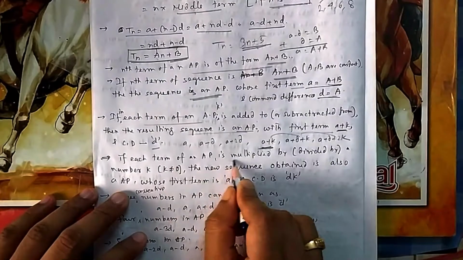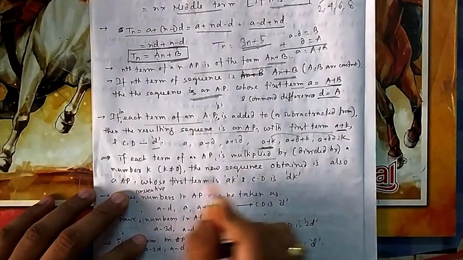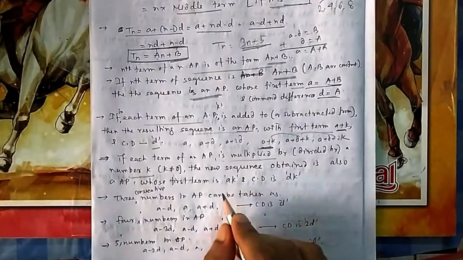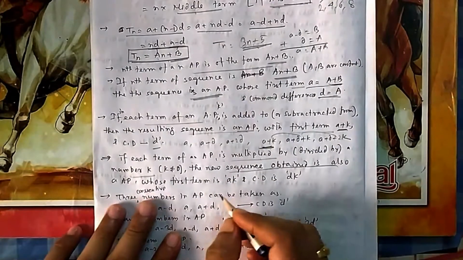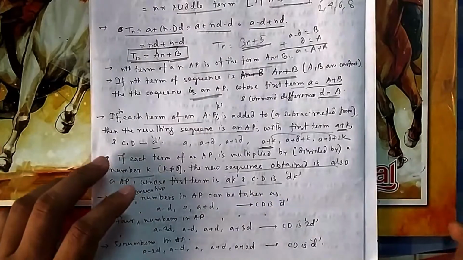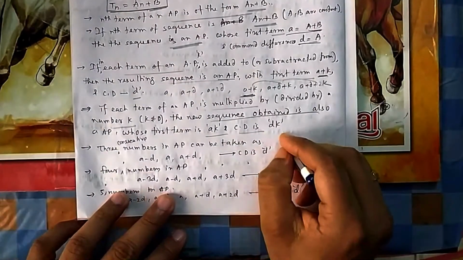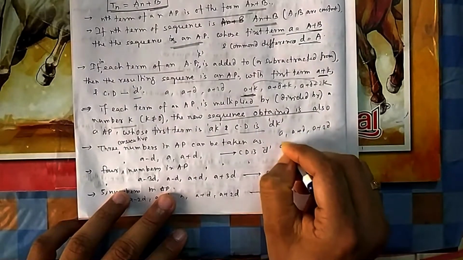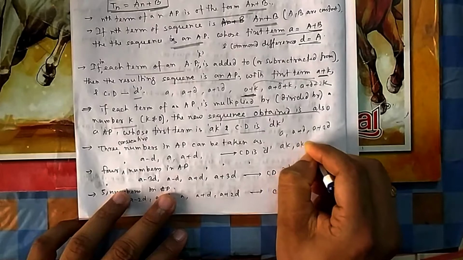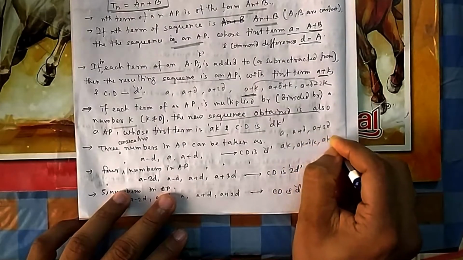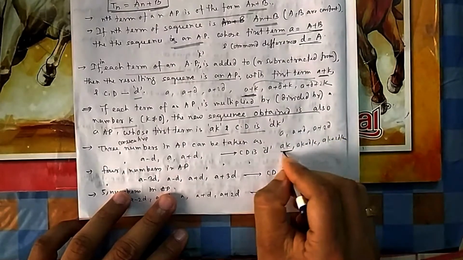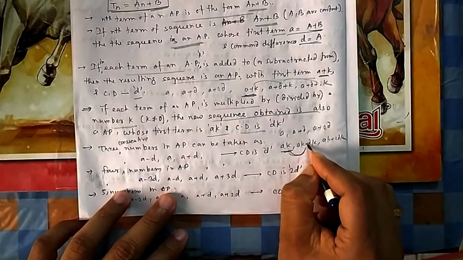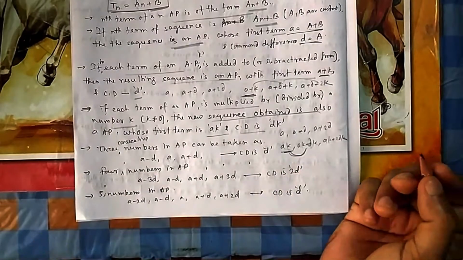Now if you multiply each term of an AP, or divide by a number K which should not be 0, because we are talking about multiplication and division, the new sequence obtained is also an AP whose first term is AK, but the common difference is now changed to DK. Now if it is A, A plus D, then A plus 2D, and I multiply by K, it will be AK, AK plus DK, next one will be AK plus 2DK. So you see your first term becomes AK, and your common difference becomes DK, because the difference also gets multiplied.